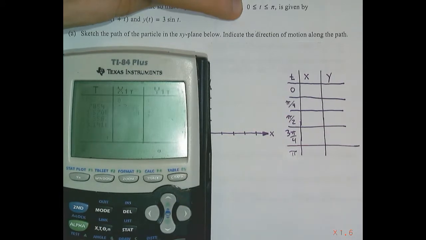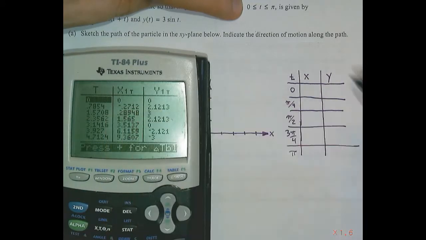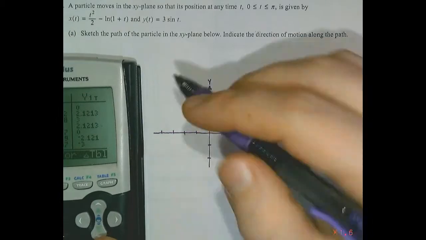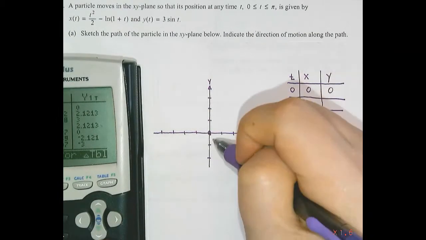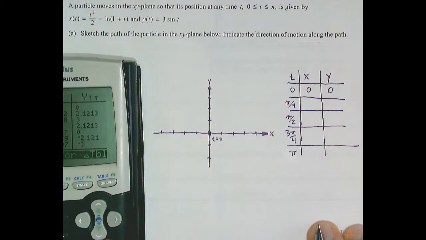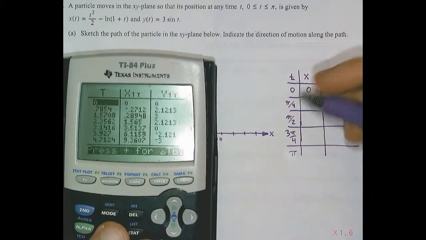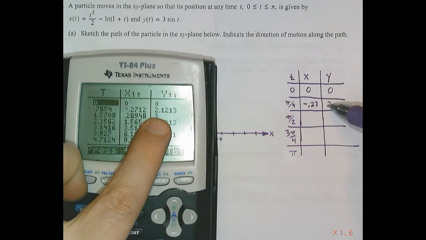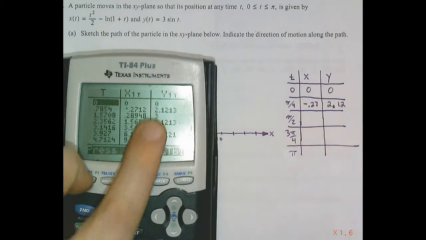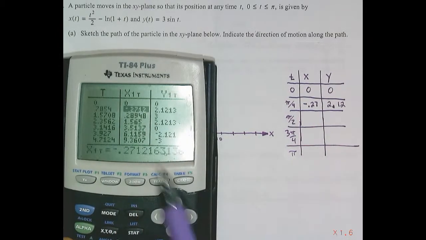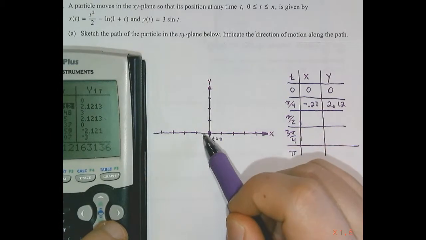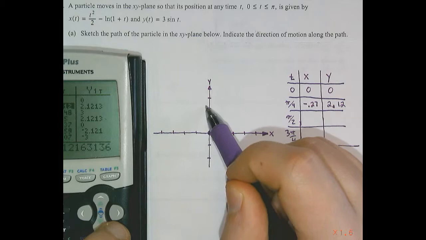So once I go second graph, it takes me to my table, and it tells me when the particle starts moving, it is at position 0. So I'm going to put that, and that's right at t equals 0. I'll put that on the graph to note that. 0.7 seconds later, the x-coordinate is at negative 0.27, and the y-coordinate is at 2.12. And these are, of course, approximations. If you want to, you can highlight to get a more accurate decimal, but it's enough for the sketch. So negative 0.27, somewhere around here, 2.12, somewhere right here.